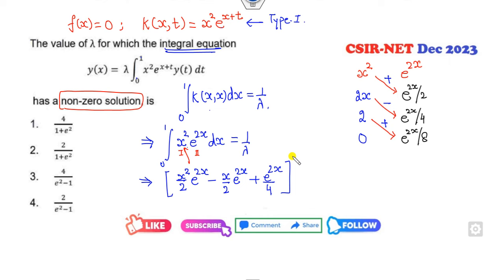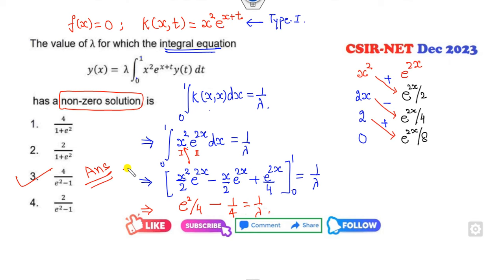Now you can substitute this. When you substitute 1, it's 1 over 2, 1 over 2 cancel, e raised to power 2 divided by 4. When you substitute 0, it's 0. So the result is e square minus 1 over 4, which is 1 over lambda. So what is the value of lambda? Lambda is 4 over e square minus 1.